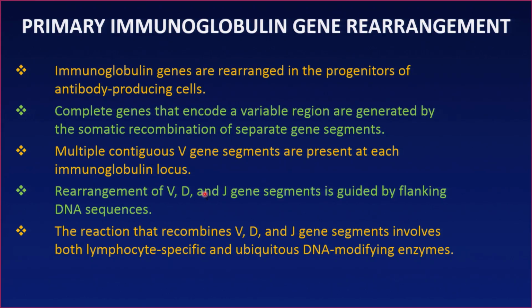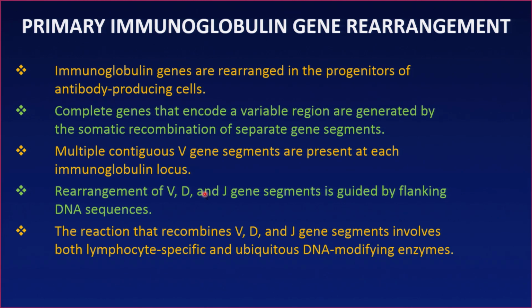Okay. So, summarizing the whole thing, whatever I discussed in diversity, I am just reading once, or you can also read. Immunoglobulin genes are rearranged in the progenitors of antibody producing cells. That means not while they are maturing, before maturation. Complete genes that encode a variable region are generated by the somatic recombination of separate gene segments. That you know, multiple contiguous V gene segments are present at each immunoglobulin locus, like V1, V2, V3, that is what exactly it means.